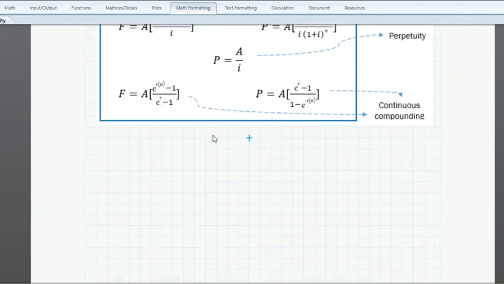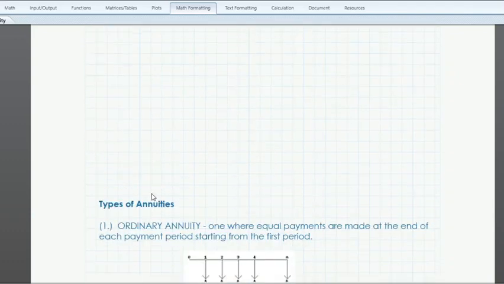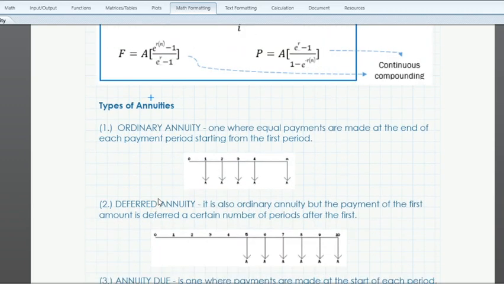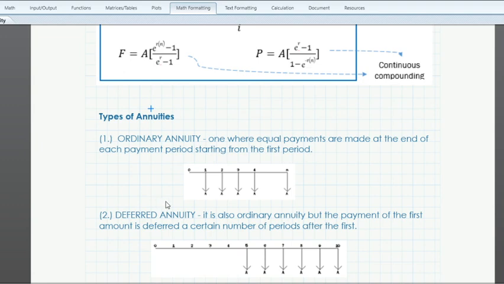We have 4. So, let me put it first. So, the first type of annuity that we have is the ordinary annuity. Ordinary annuity is one where equal payments are made at the end of each payment period starting from the first period. So the keyword here is at the end of each payment period.